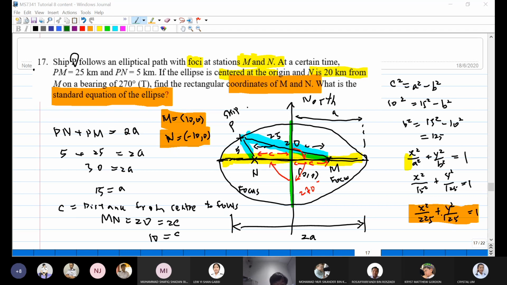This question uses the bearing. Use the bearing to go north and decide where the location is.